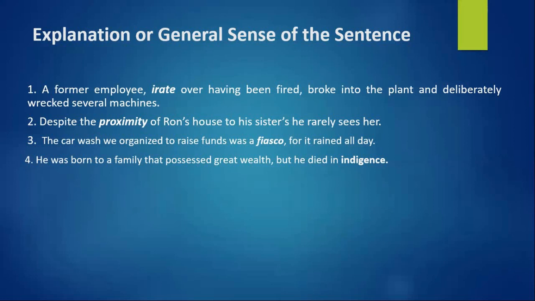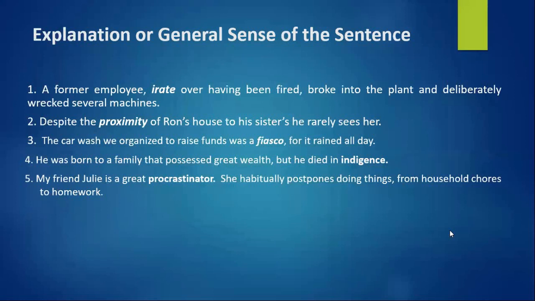So he was born to a family that possessed great wealth. And the word but shows that something opposite is about to come. But he died in indigence. So we know that his family was really rich, wealthy, and it possessed great wealth, but he died in indigence, which means he died in poverty, ghurbat, right? So indigence means poverty.